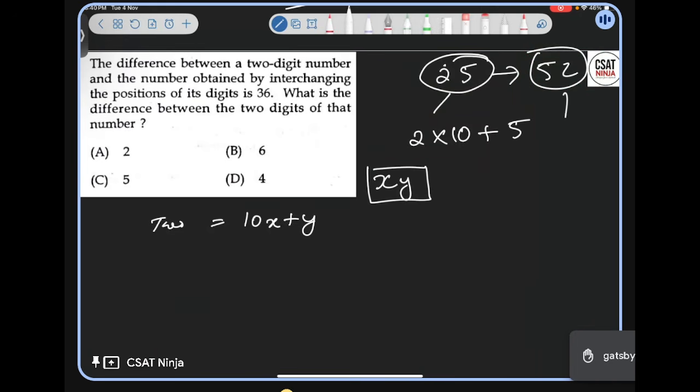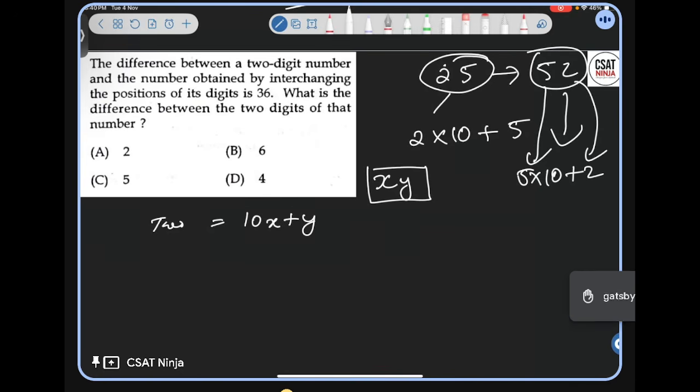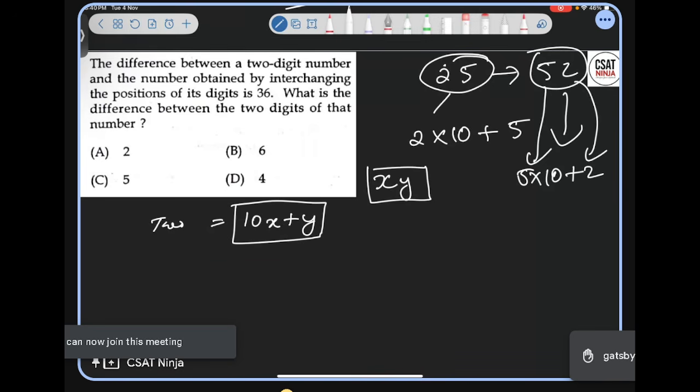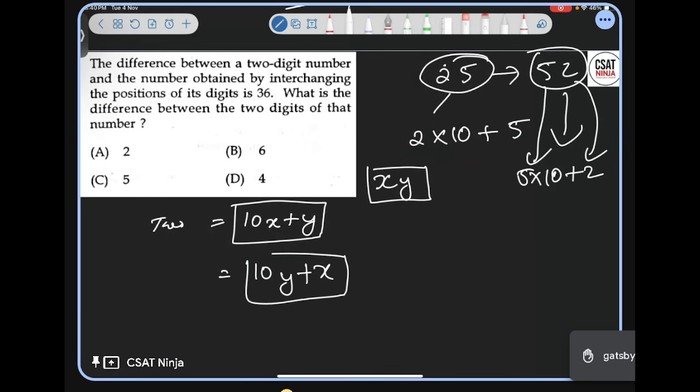So can I write this one like this? This can be written as 5 into 10 plus 2. Why? Because this 10 should be here and the 1 should be here. So the original number was 10x plus y, but after interchanging, the number will be how much? 10y plus x, right? Because we are interchanging the position of the digits.